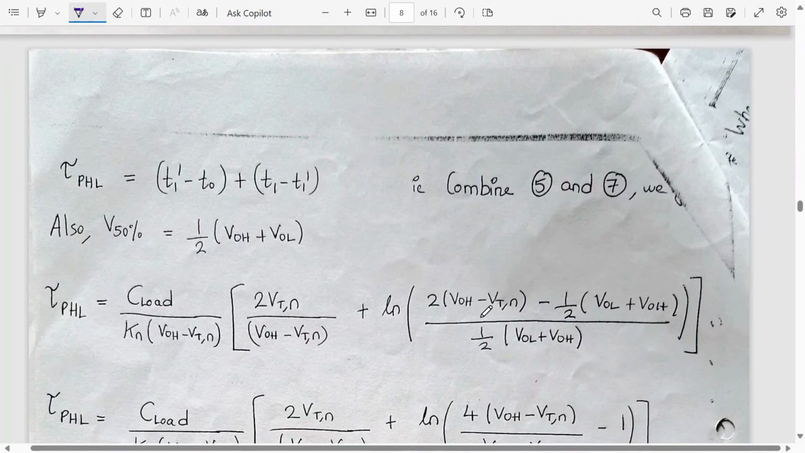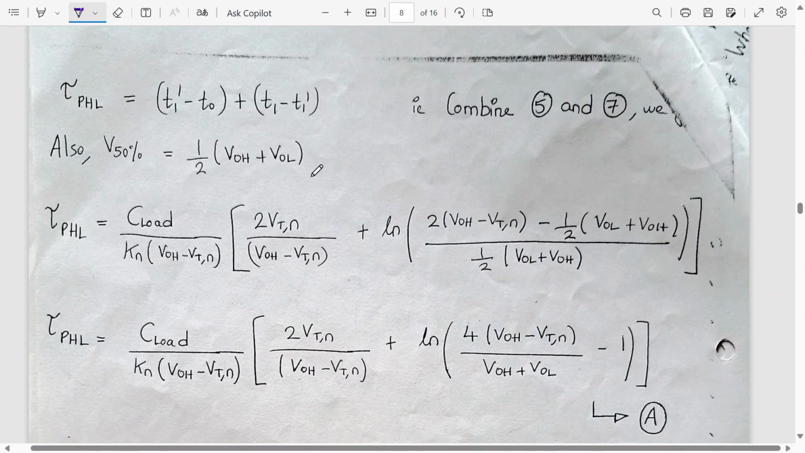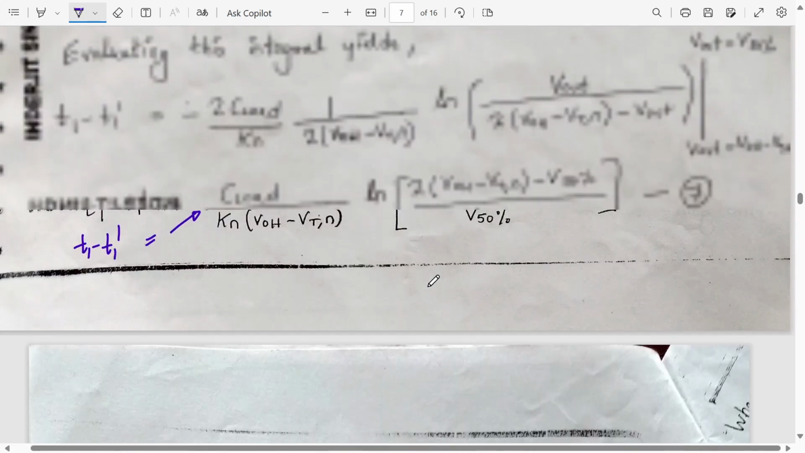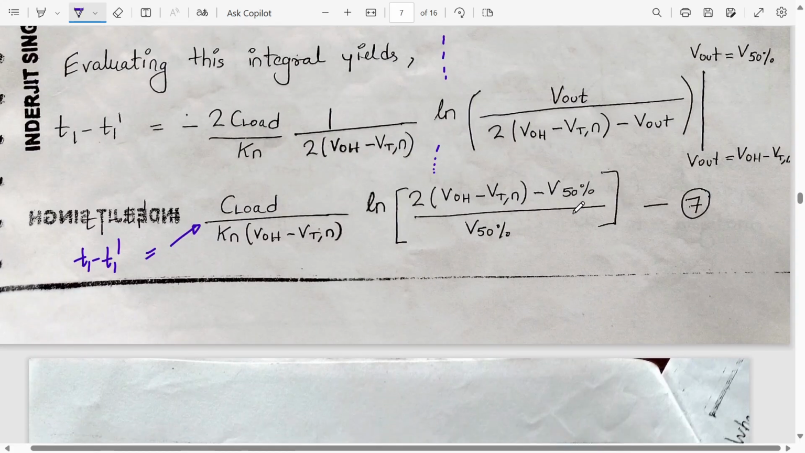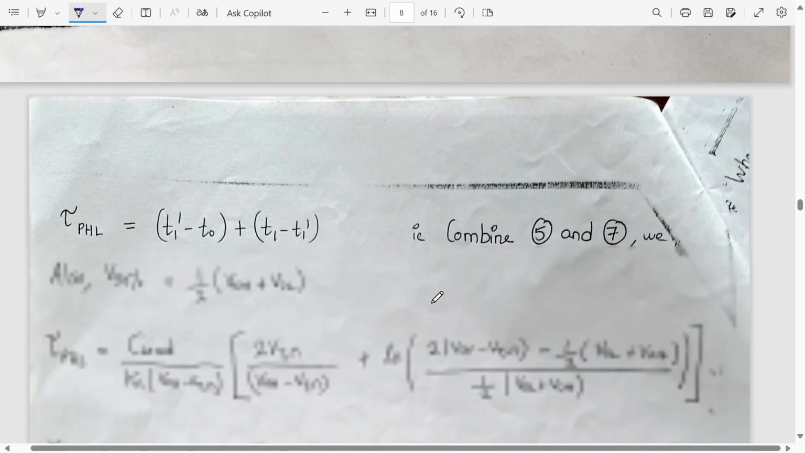Okay. Now tau pHL will be this T1 dash minus T naught plus T1 minus T1 dash. So the V 50% value will be half of VOH plus VOL. Yes or no? So the 50% value will be VDD plus 0, VDD by 2, right? So now the tau pHL will be this now. So this is the result for this one. The 50% value you substitute now. So half of VOH minus VOL, you substitute in this formula.